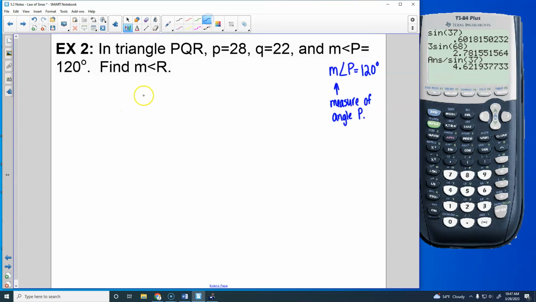So I'm going to just draw myself a triangle here. And I'm going to put P right here because lowercase p is 28, so that needs to be my bigger angle. I'm going to put Q right here and R right here. And so side Q is going to be 22. That'll be right across from my Q. And then angle P is 120 degrees.